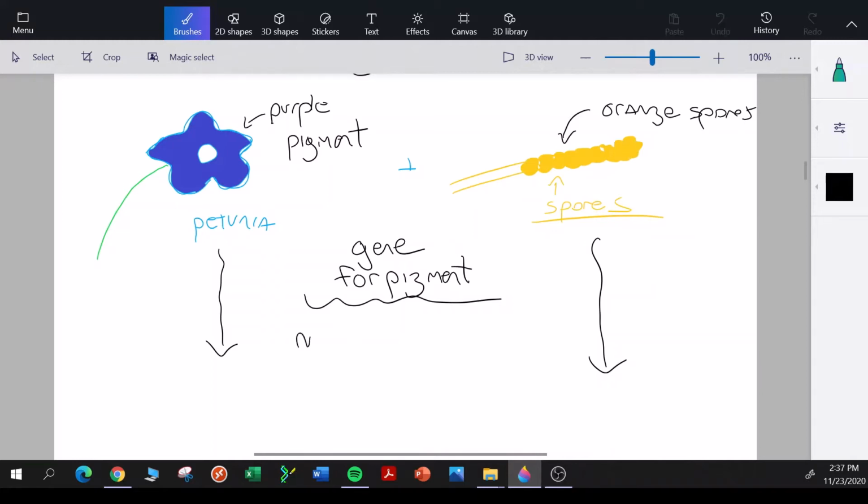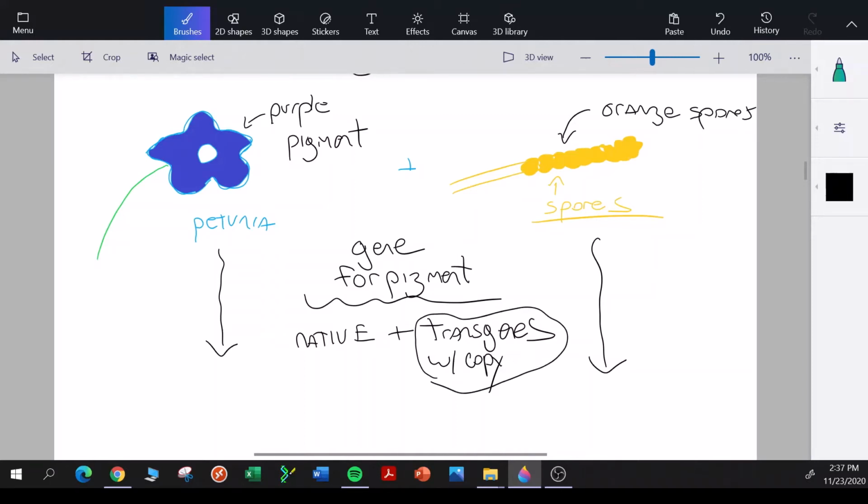So we'll have the native copy plus many transgenes, each with a copy of the gene in that organism. So often when we think of a transgene, we think of taking a gene from one organism and moving it to a different organism. Well, in this case, we're just taking the same gene in the organism and trying to increase the copy number by putting many copies of this transgene in the genome of the organism.